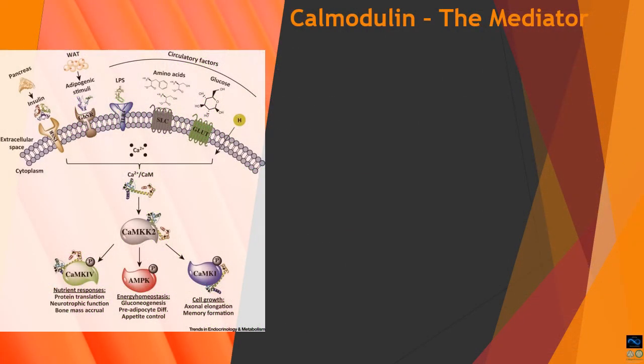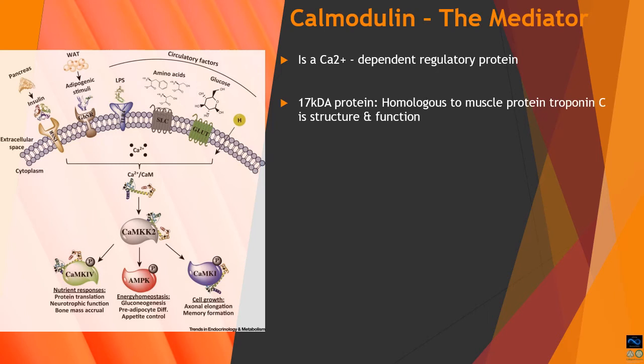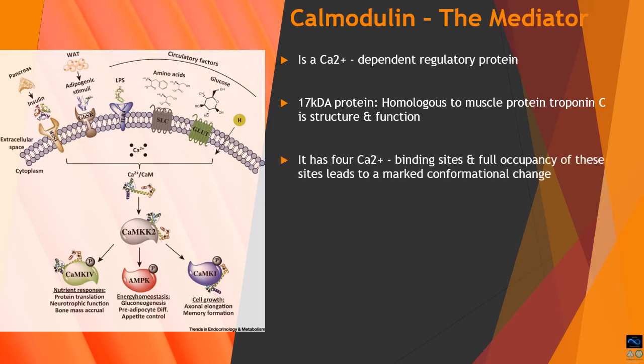So further down, the calcium signaling is actually mediated through their workhorse, which is calmodulin. It functions in a similar way as that of protein kinase A or protein kinase G. It is a calcium dependent regulatory protein. It is 17 kilodaltons in its molecular weight and is homologous to muscle protein troponin C in structure as well as function. It functions only when it is bound to calcium.